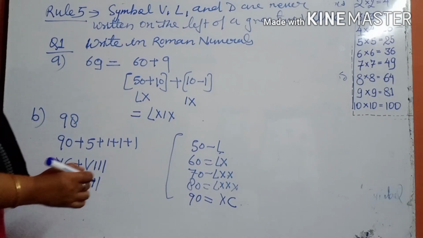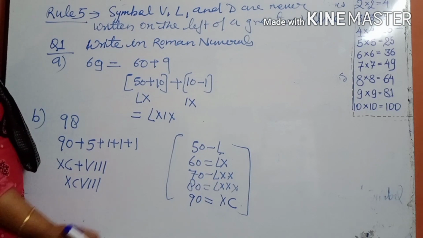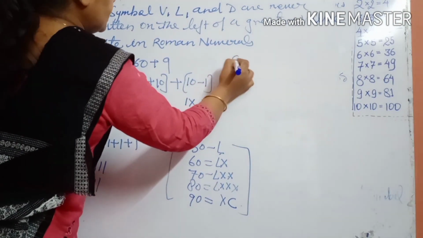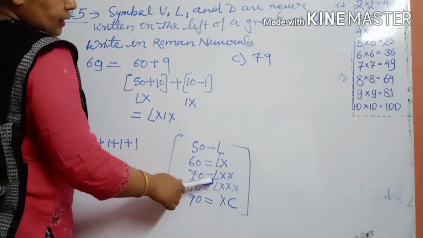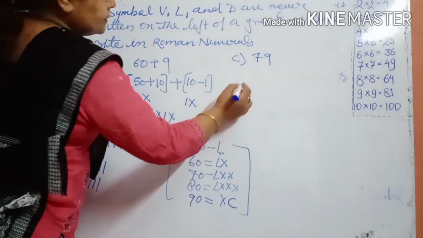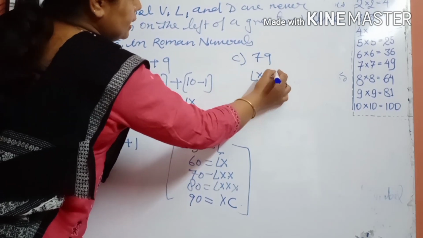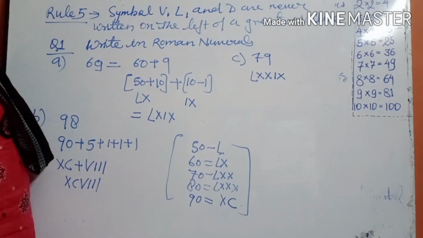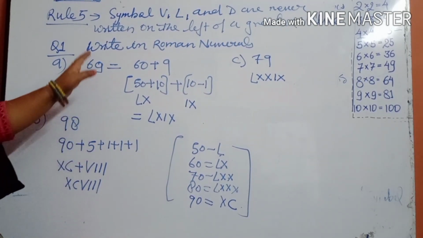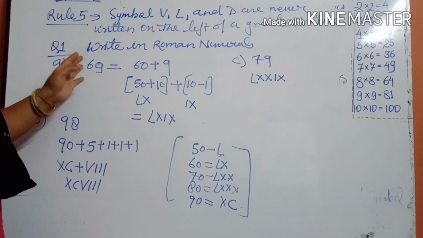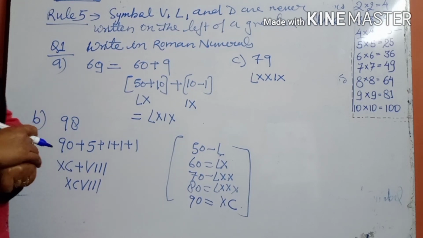In this way, you can do. One more part I am doing: the C part, suppose it is 79. How will I write it? See that for 70 what can we use? LXX. And then for 9 what can we write? IX. So it will be just simple. I am hoping that the rest of the parts of this question you can complete. If you have a doubt, you can ask me. Now we are moving to the next question.